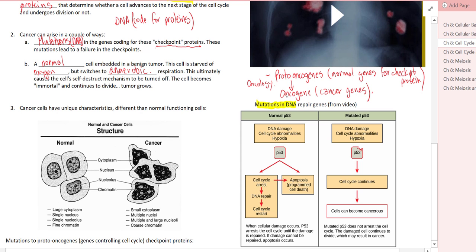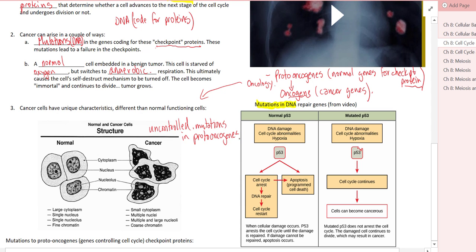And so you get these oncogenes, and this leads to abnormal cell division, because you no longer have normal genes that produce normal proteins that regulate cell division. And so essentially what you have is now uncontrolled growth, uncontrolled cell division due to mutations in proto-oncogenes.